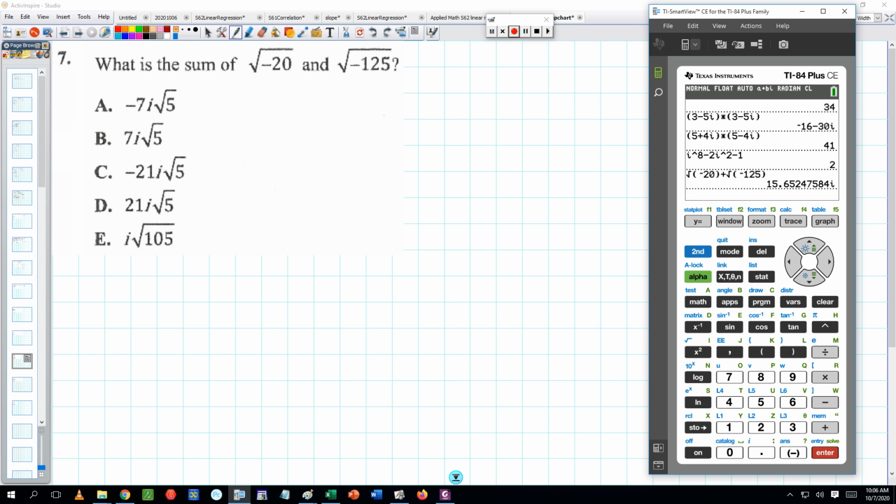7. Oh, we got to see which one of those gives us that decimal. Negative 7. The answer is not negative, so I know it's not going to be A. I know it's not going to be C. So is 7 second radical 5 equal to that decimal? We have a match. There is your answer.